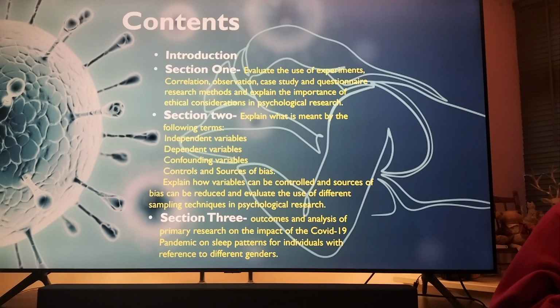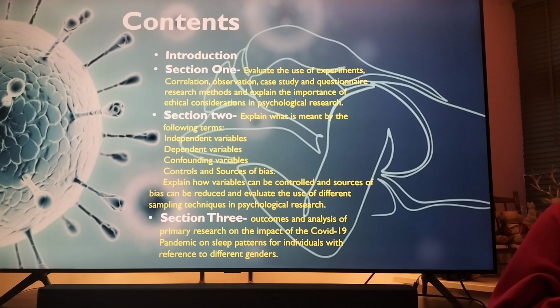Section 2, we will explain what is meant by the following terms: independent variables, dependent variables, confounding variables, controls and sources of bias. Explain how variables can be controlled and sources of bias can be reduced, and evaluate the use of different sampling techniques in psychological research.